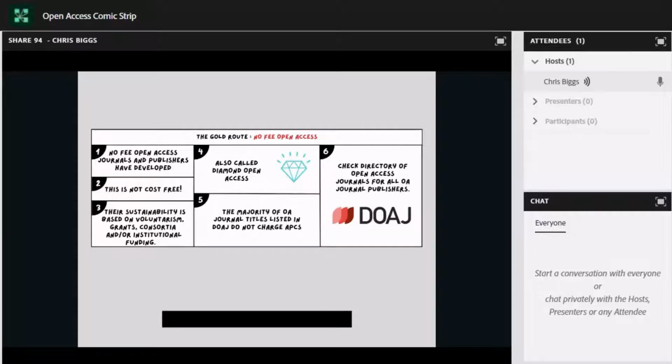Open access journals are listed in the Directory of Open Access Journals, the DOAJ. And if you go to the DOAJ, you will see that the majority of open access journals listed there do not charge APCs.